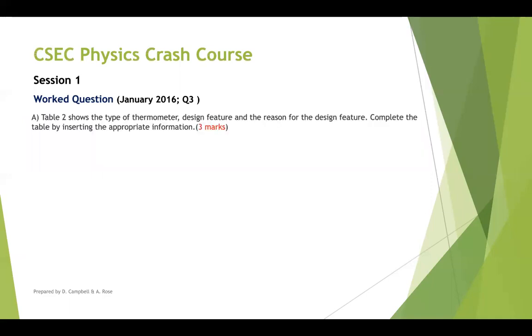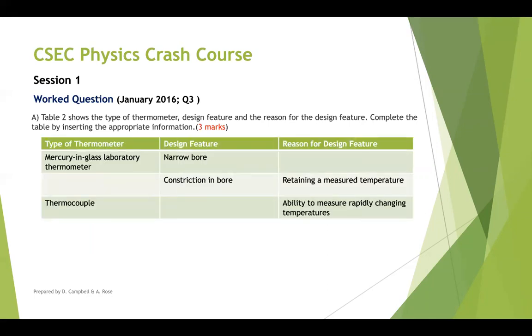All right, our question comes from January 2016. So this is a recent paper, question 3. And the first part gives us a table which compares the design features of 3 types of thermometers. So what you're to do is to fill in the blank spaces here. The first type of thermometer is a mercury in glass laboratory thermometer. And the design feature that they're referring to is a narrow bore. And so you must state the correct reason for the narrow bore.